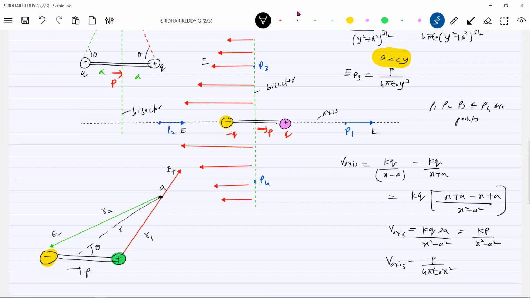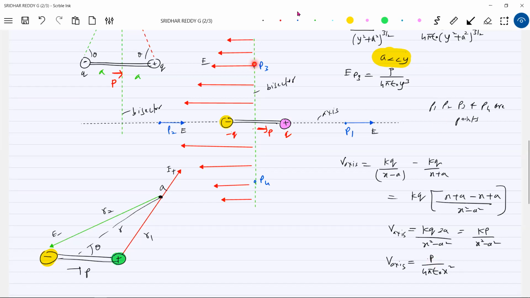I think this will be easy for you to remember. Usually we have come across many situations where potential was inversely proportional to X, proportional to 1 by X. But here, the potential on the axis of a dipole is proportional to 1 by X square. And anyway, this is a scalar quantity, so I need not show direction. Only the magnitude is what you have to substitute.